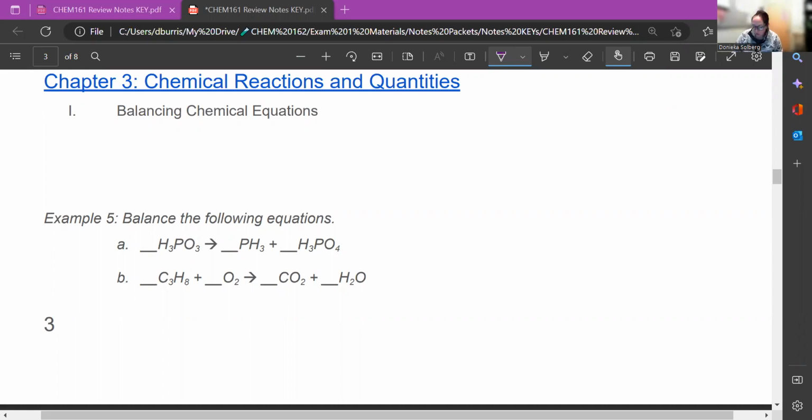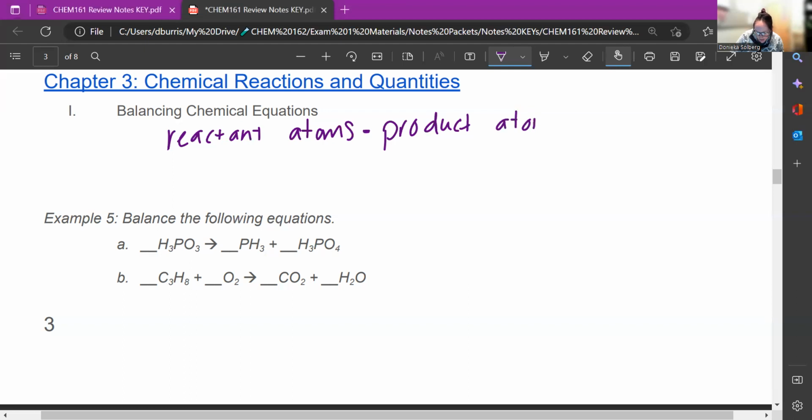Remember that your reactant atoms equal your product atoms. The coefficients don't have to be the same, but with the subscripts and everything, they do have to add up. A couple of tips for me are to first balance your polyatomics. If they stay together on both sides, that makes it easier. So balance polyatomics first.